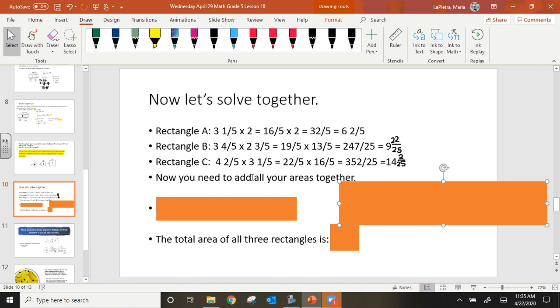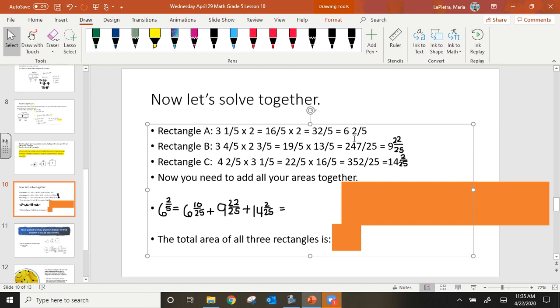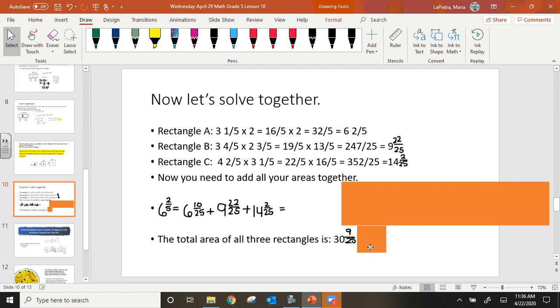When you add up all your areas, what do you get? Remember, you have to use all the same denominators. So we had to make 6 2/5 into a denominator of 25. So we turned 6 and 2/5 into 6 and 10 over 25, plus 9 and 22 over 25, plus 14 and 2 over 25, which is going to give you, bingo, 30 and 9 over 25.